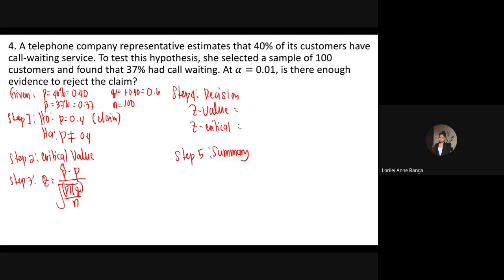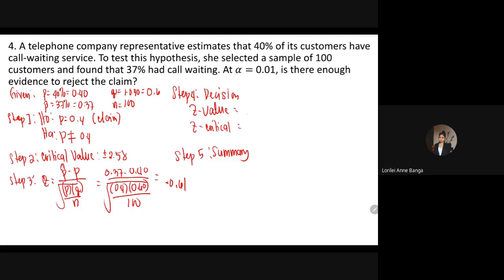Continue, Lorelei. Critical value plus or minus 2.58 po. That's correct because it's two-tailed. So here, what is your answer? Negative 0.61 po. Negative 0.61. Again, tama ulit si Christina.